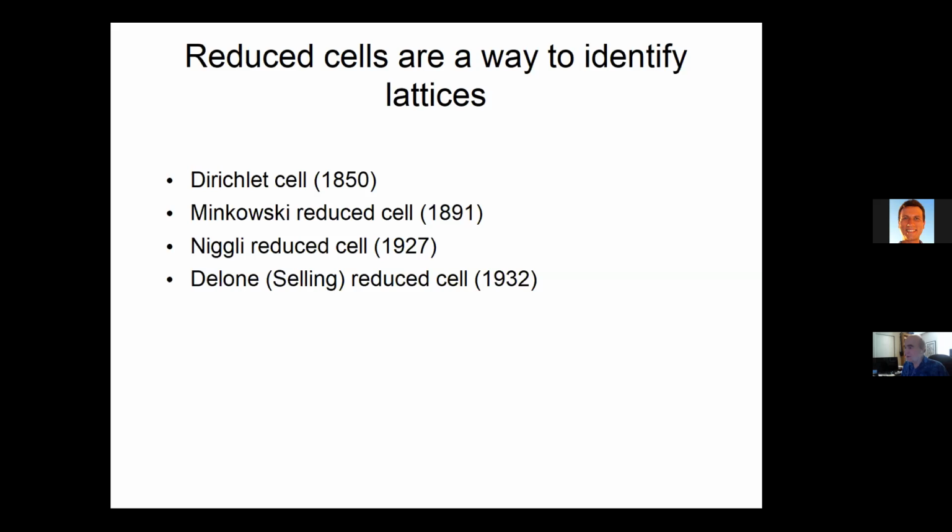There are 4 different kinds of reduced cells. The Dirichlet cell, the Minkowski cell, so these go back to 1850 and 1891. Niggli, which has become kind of the standard in crystallography, and Delaunay, both around 1930.